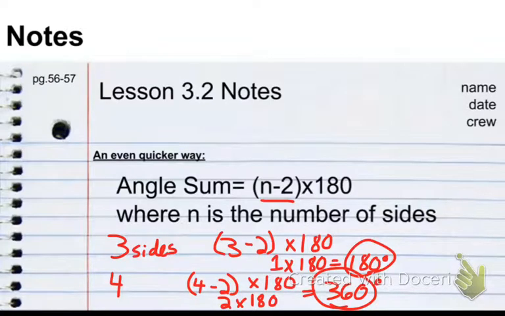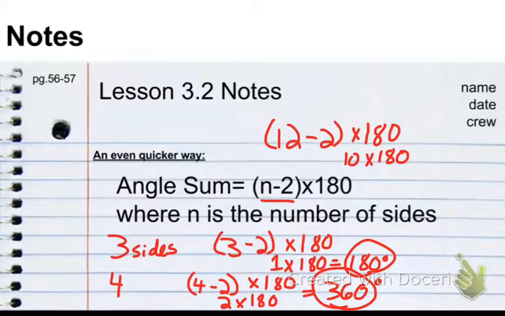So, in theory, if I have a 12-sided shape, all I have to do is 12 minus 2 times 180, and I end up getting 10 times 180. I know that that 12-sided shape will have 1,800 degrees as an angle sum. In fact, we can do this for any polygon out there. No matter how many sides it is, just subtract by 2 and multiply by 180.